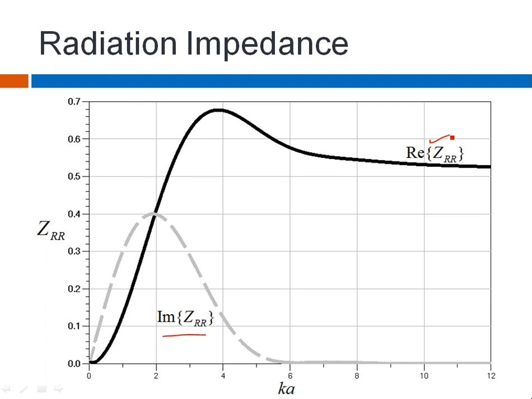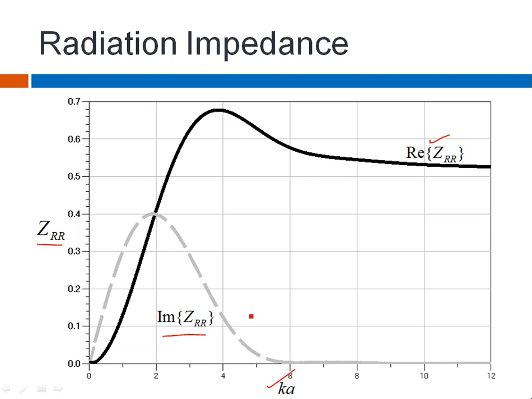Okay, so as a function of k, where k is the wave number, and A is the aperture size of the clamped radiator, ZRR is a non-linear function of frequency. But this is another non-linearity source in your model. The model is non-linear, so you cannot do a linear circuit analysis for the circuit. You have to go for a non-linear analysis, maybe a harmonic balance analysis.